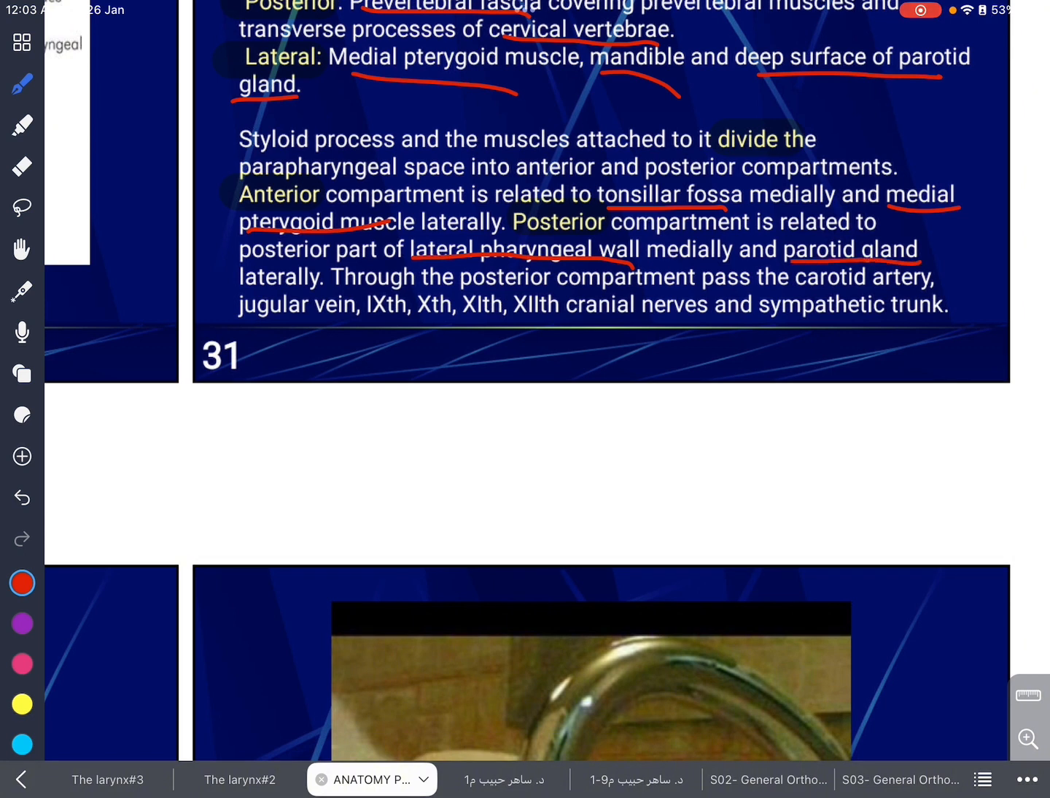What's important is the posterior compartment of the parapharyngeal space because it contains the carotid artery, the jugular vein, and cranial nerves 9, 10, 11, and 12, in addition to the sympathetic trunk.